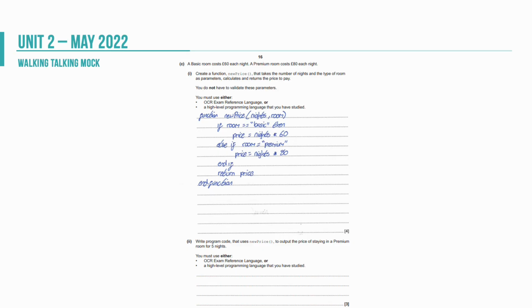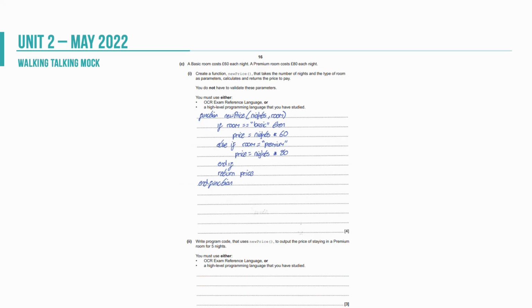You also need to remember that functions return a value. They don't print the answer, but they return a value. So we need to have return price. Right at the end, we put end function, and there we'll be getting our 4 marks out of 4 for that question. That sort of seems quite daunting when you read the question, but actually when you break it down, that's a fairly straightforward question with 2 if statements and then the function definition at the start.